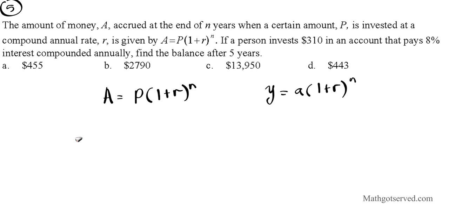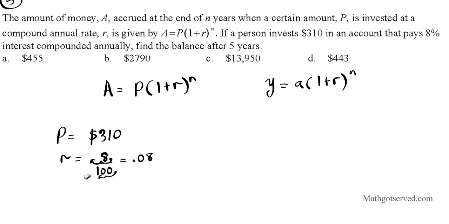So P is the initial amount. How much did he start with? He started with $310. What's the interest rate R? The interest rate R in decimal form is 8%. So 8% is 8 over 100, which equals 0.08 because you have to move the decimal point forward twice. So the rate is 0.08. Be careful with this.